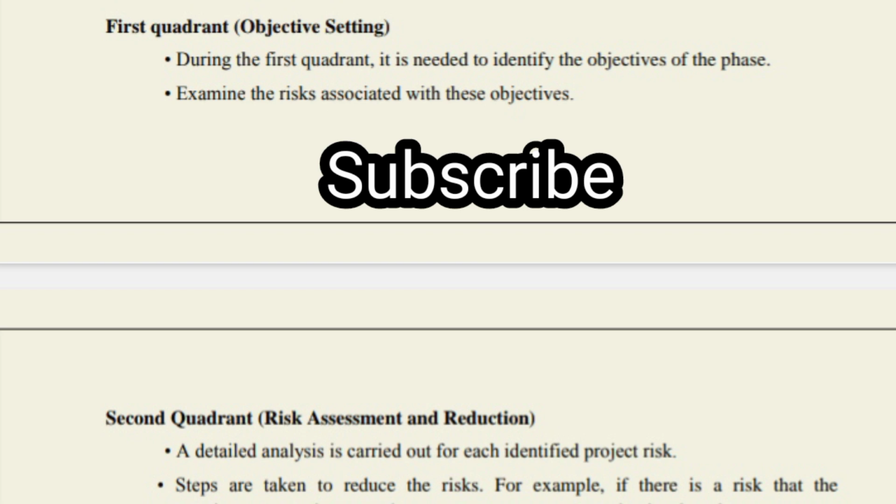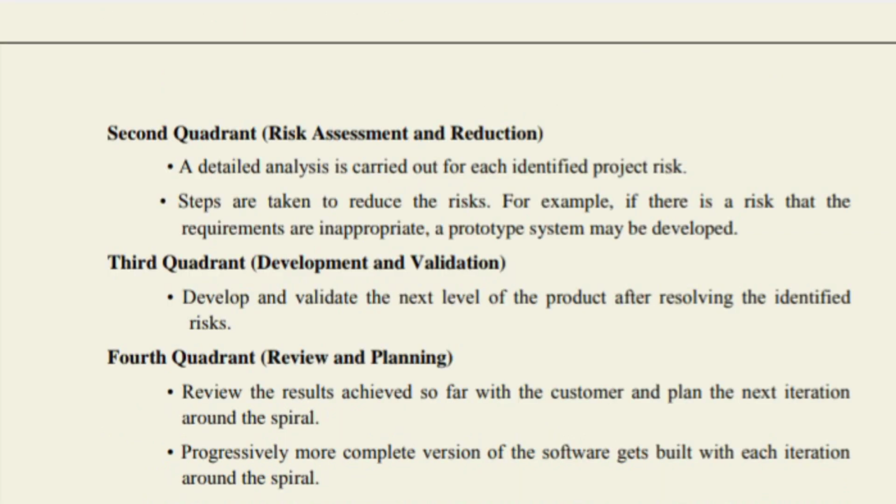For example, if there is a risk that the requirements are inappropriate, a prototype system may be developed. Third quadrant, development and validation. Develop and validate the next level of the product after resolving the identified risk.